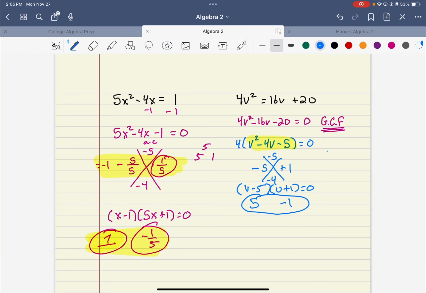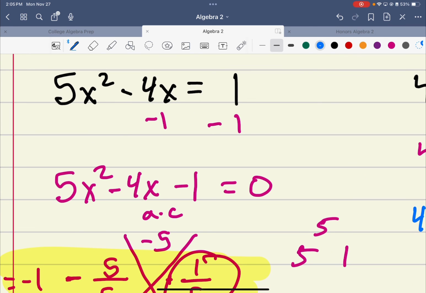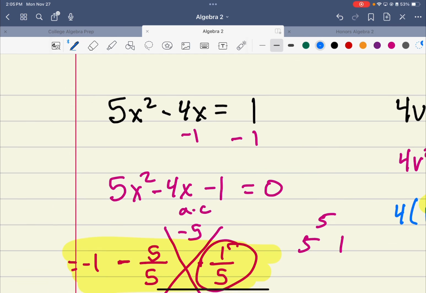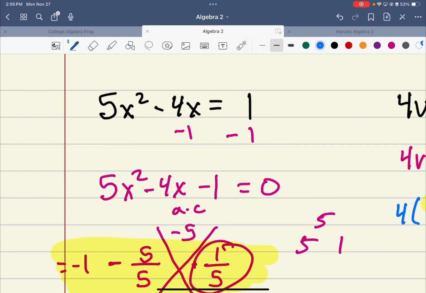GCFs, GCFs, GCFs. And I know I don't say it sometimes, like on the 5x squared minus 4x minus 1. I didn't say GCF because my brain is looking at it and saying there isn't one. Sorry, I shouldn't do that. But I think you guys see that. Plenty of time to get it done. You've got about a half hour. Get it done.